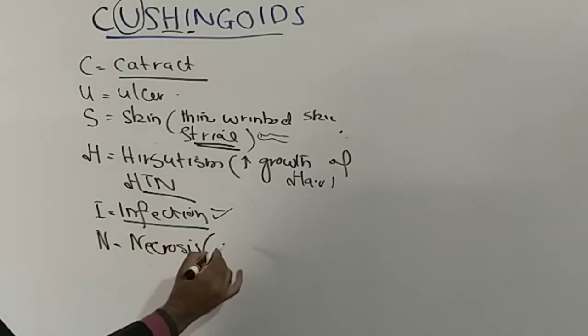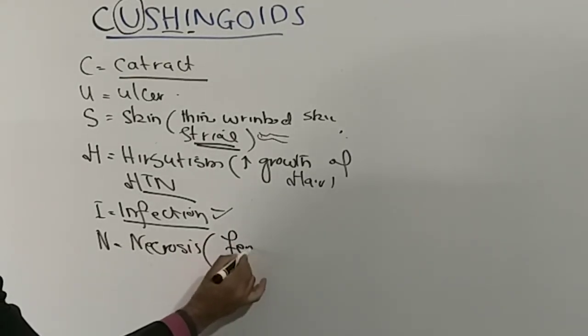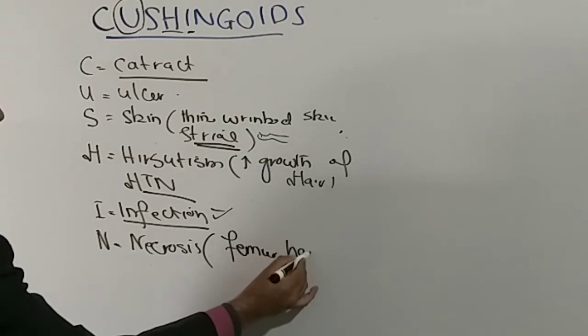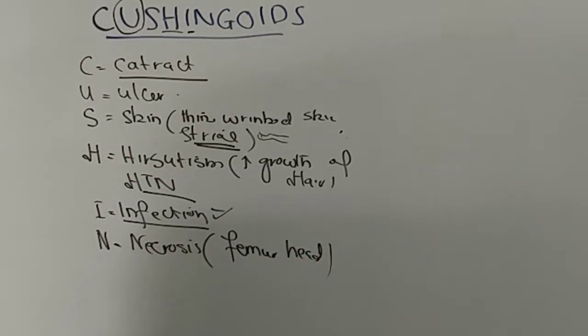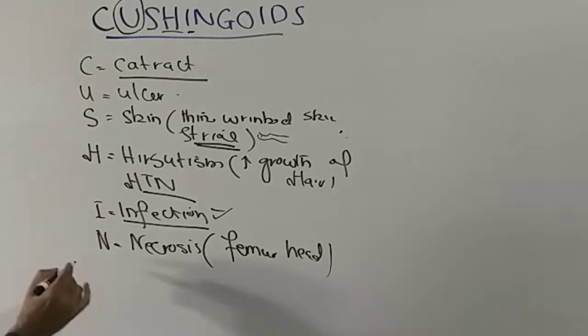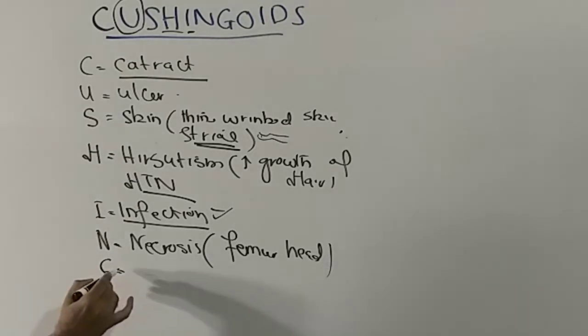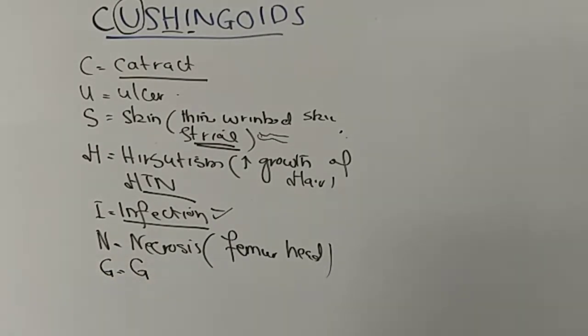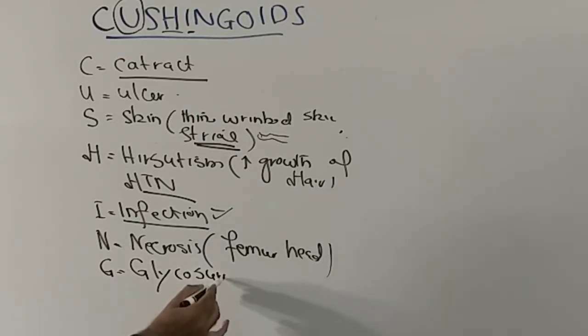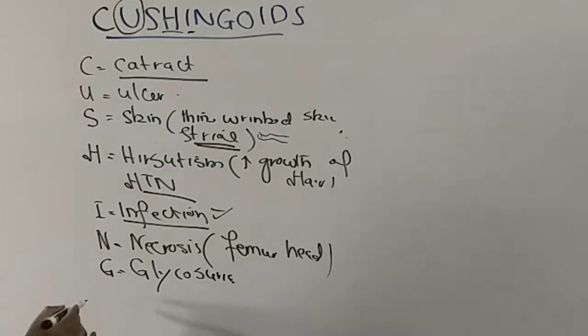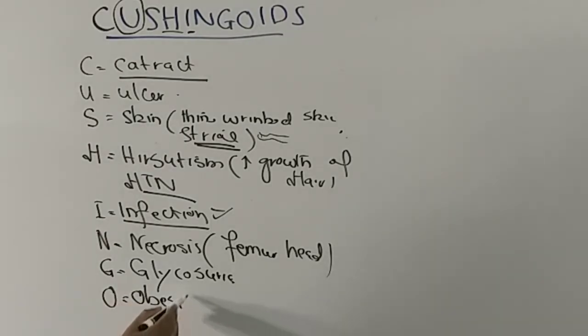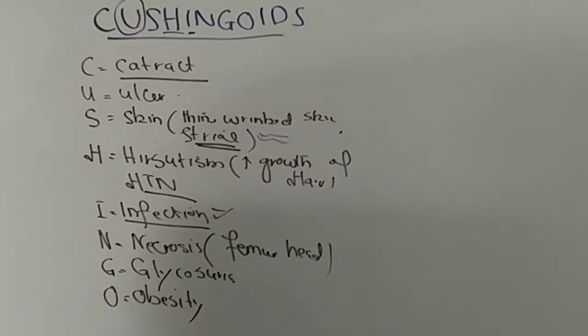These patients may have necrosis of head of the femur. Femur is a long bone in the limb. What is G? Whenever you check their urine, you do the microscopy, then you will find glucose there, glycosuria. What is O? O is obesity. These patients, they develop obesities.